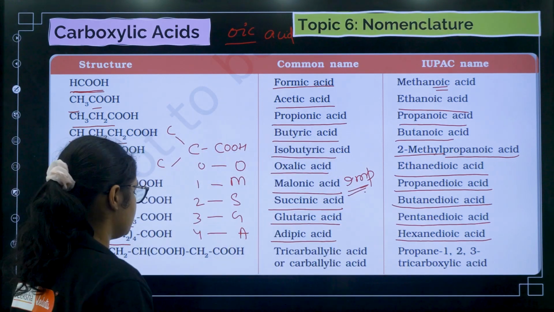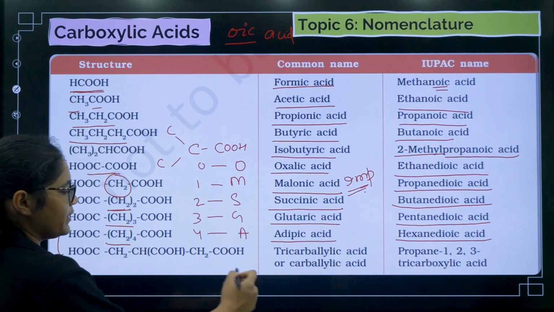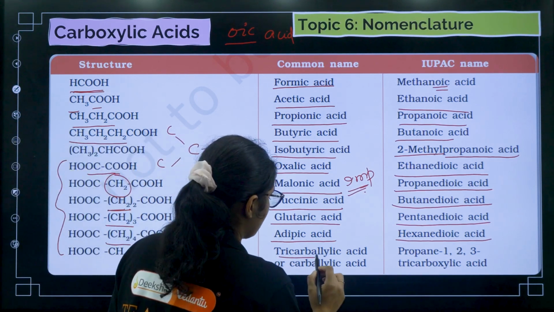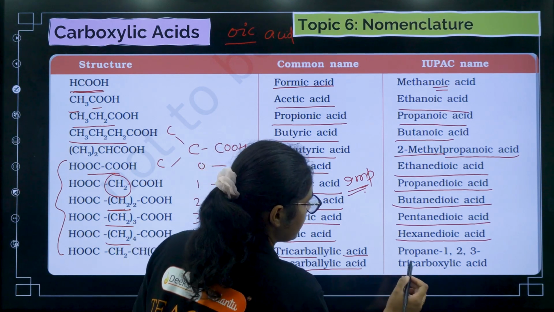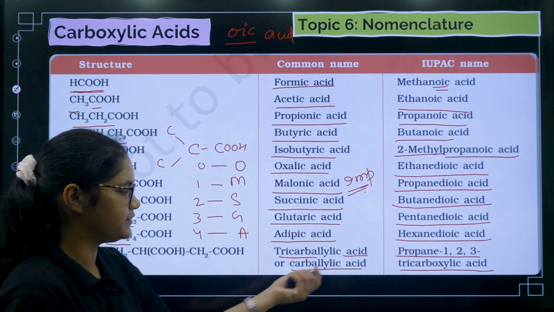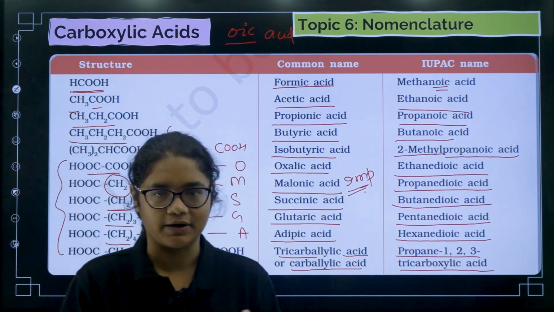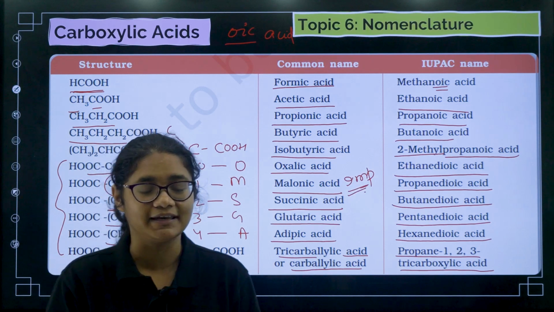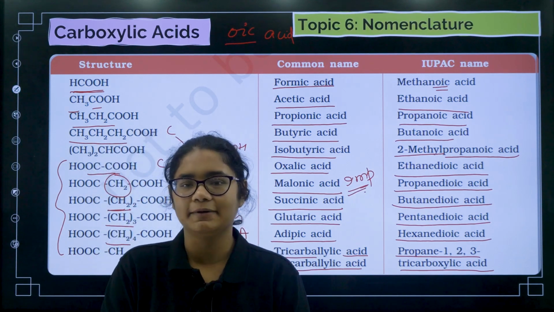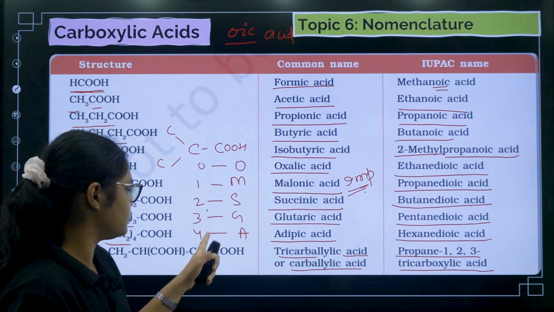Okay, next, if you have three COOH groups, then we call it a tricarboxylic acid, and this is called propane-1,2,3-tricarboxylic acid. The IUPAC name is very easy, but these five, oxalic acid, malonic acid, succinic acid, glutaric acid and adipic acid, are very, very important. Please remember their structures: 0, 1, 2, 3, 4.